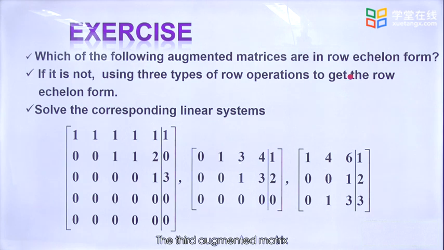In the third augmented matrix, we can find the number of leading zeros decreases along the rows. So this is not in row echelon form. How to transform this to row echelon form? You can just use row operation 1. You interchange two rows, the second row and the third row. You will transform this to row echelon form. After you get the row echelon form, it's easy to get its solution. It's easy to solve this linear system.